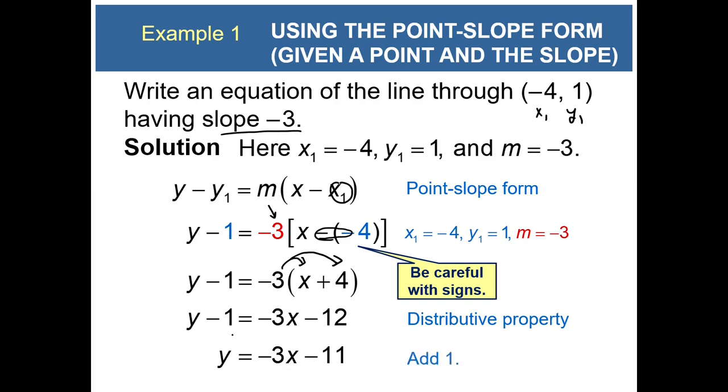We can add the 1 to both sides to give us y equals -3x minus 11. This is our solution to the problem, y equals -3x minus 11, the equation of the line that goes through the point -4, 1 and has a slope of -3.